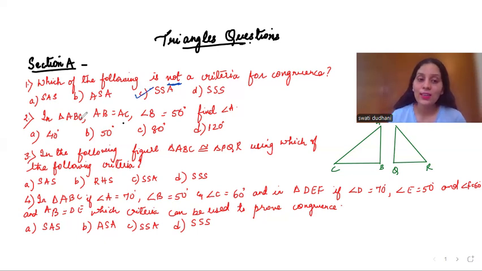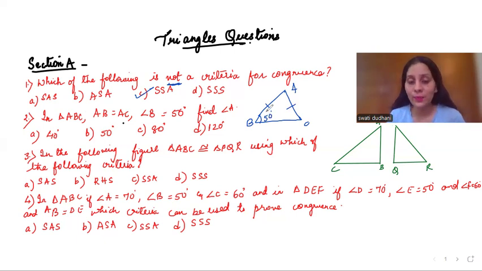Next, in triangle ABC, AB is equal to AC. So here we have a triangle ABC where two sides are equal, AB equal to AC, and angle B is equal to 50 degrees. We need to find angle A. So the isosceles theorem states that if two sides are equal, their opposite angles will also be equal. So from this, angle B and angle C will be equal to each other. So if B is 50, C is also 50. So using angle sum property, you get A as 80 degrees.